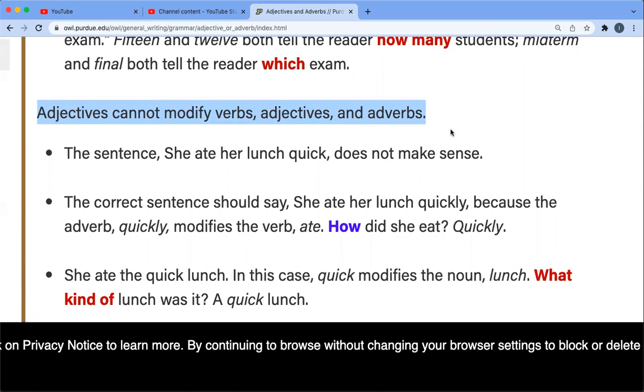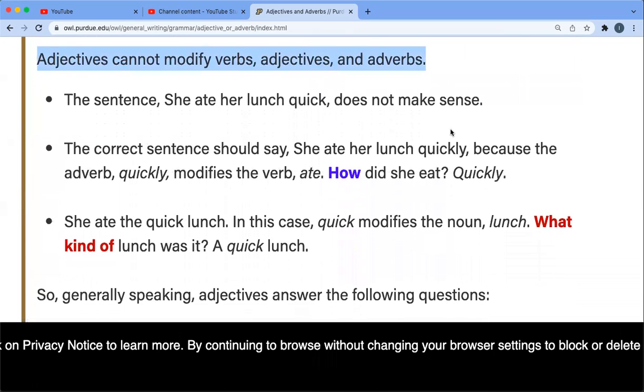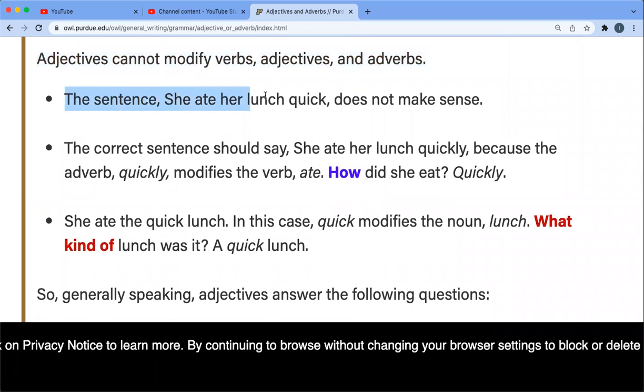Remember one important note. Adjectives cannot modify verbs. In this case, we need another part of speech. We call it adverbs. Adverbs define adjectives, define verbs, and also define other adverbs. Very interesting if you want to practice, pay attention to the next few sentences. If I say she ate her lunch quick, that sentence is not correct because I am defining the verb. I'm saying what kind of way to eat her lunch. I should use an adverb because adverbs define a verb, not adjectives. So this sentence is incorrect.